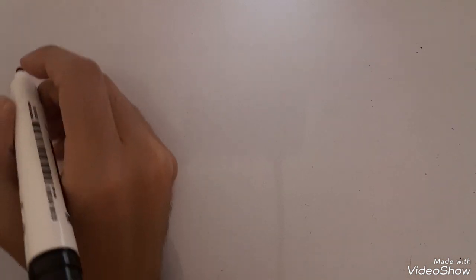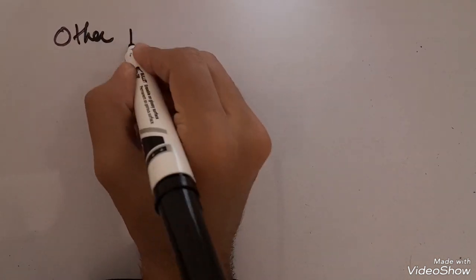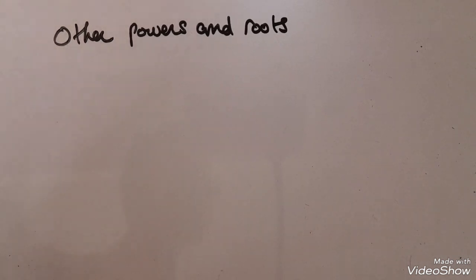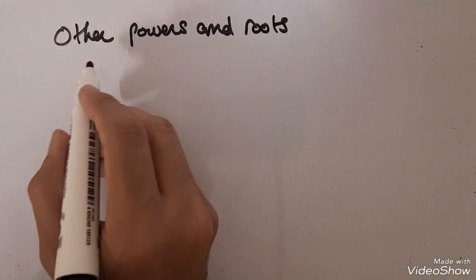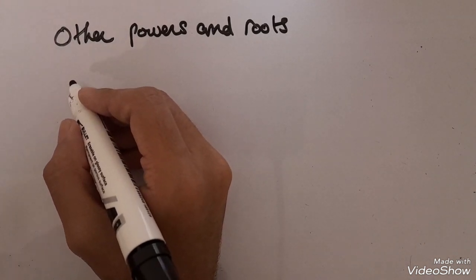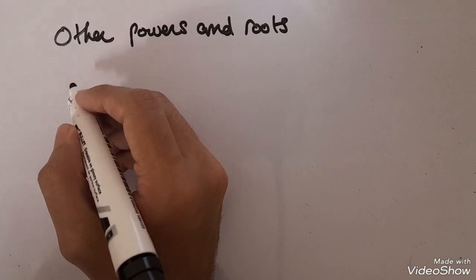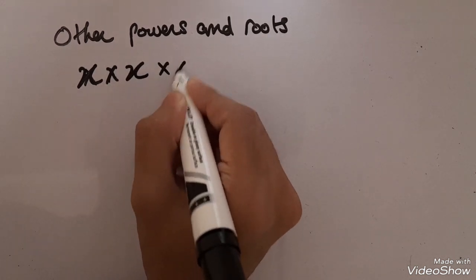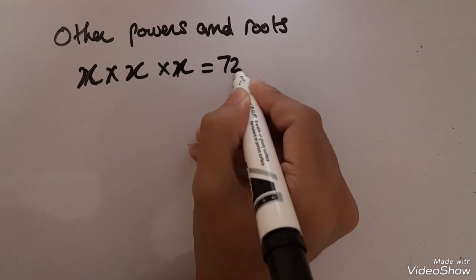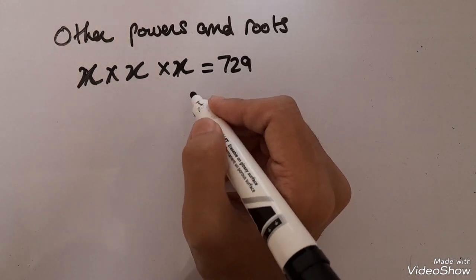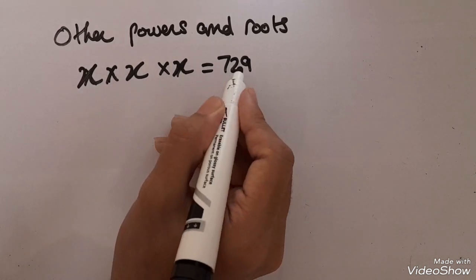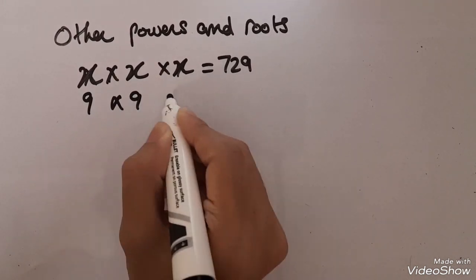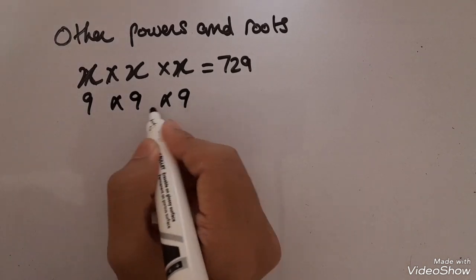So the next type of powers and roots are other powers and roots. For example, if we have a number that is not a square, square root, cube or cube root, how do we calculate that number? For example, if we have x multiplied by x multiplied by x multiplied by x is equal to 729. So first we will use the calculator and find the root of 729, which will be 9 multiplied by 9 multiplied by 9. So this will be 729.